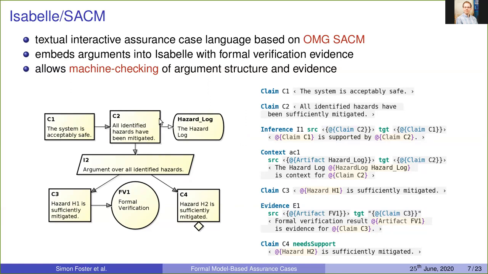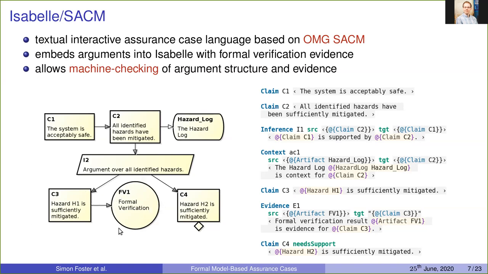This, of course, makes use of some context because we need to know what all identified hazards are. And so here we have a contextual element called the hazard log. So this arrow here means in context of. And then we break that down further into an argument over all identified hazards. And then we have two further claims which we need to satisfy, the first of which we're going to support by some formal verification result.